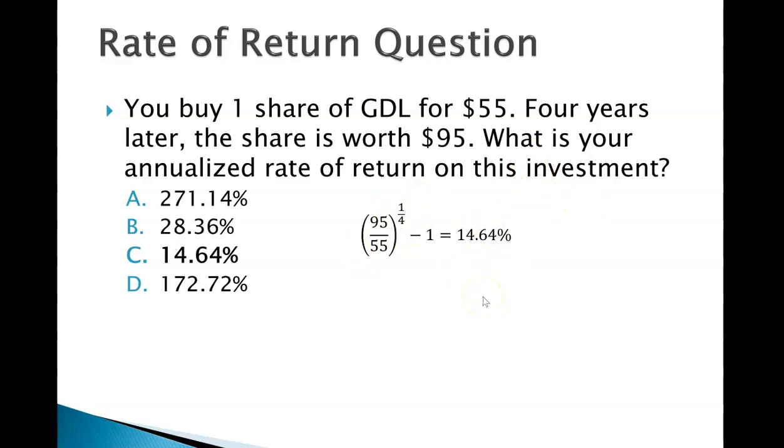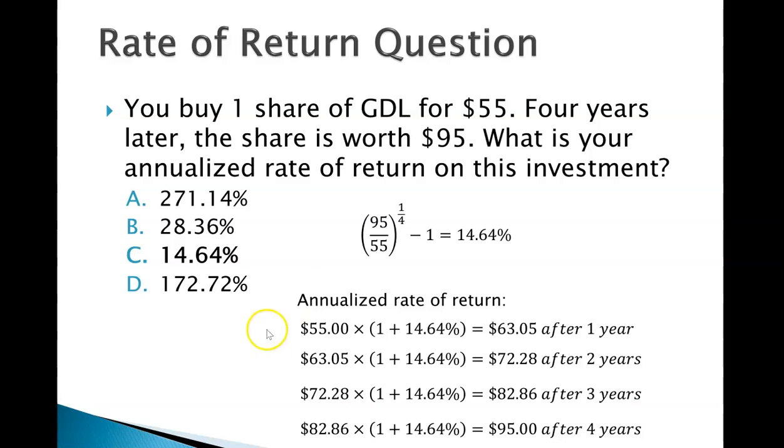Okay, that's the annualized rate of return. And what that means is that this investment is the same as if you had deposited that $55 in the bank and earned 14.64% per year for 4 years in a row. That's what the annualized rate of return tells you. And I've worked that out here, showing you that if you deposit that in the bank and you earn 14.64% per year, then this is how much you'd have at the end of each year. And notice after 4 years you'll have $95. That's what the annualized rate of return tells you.